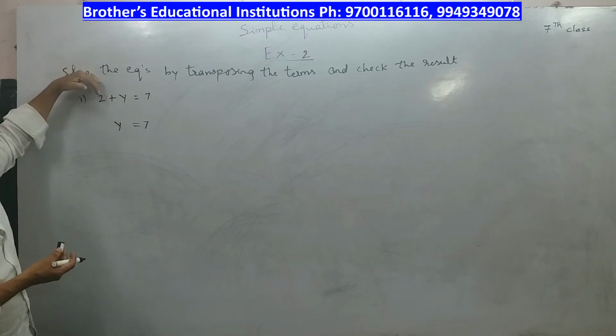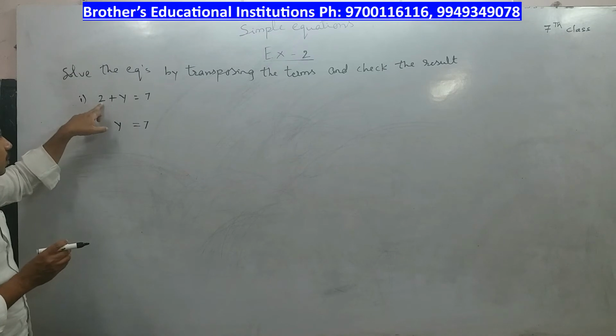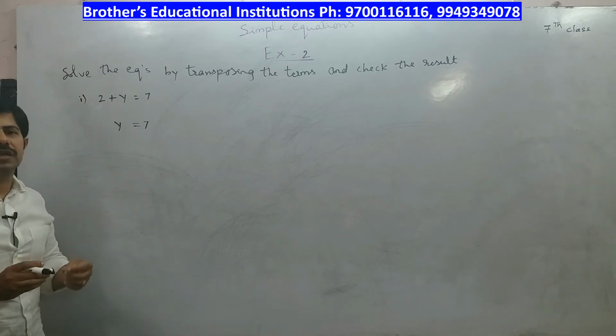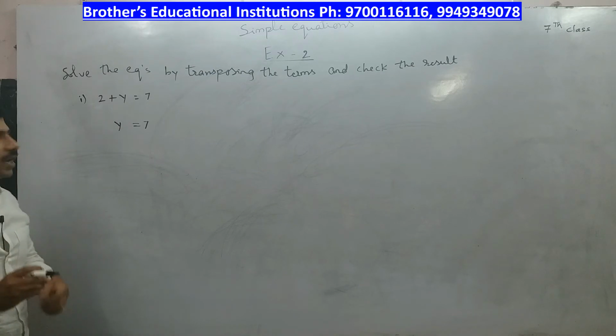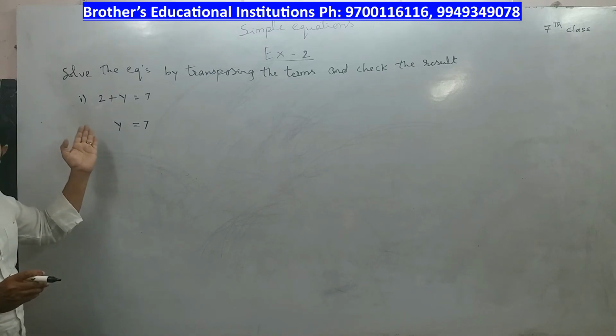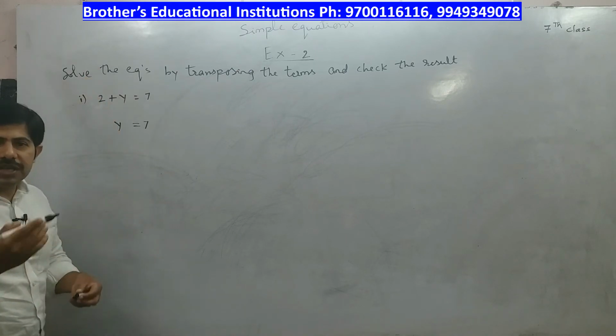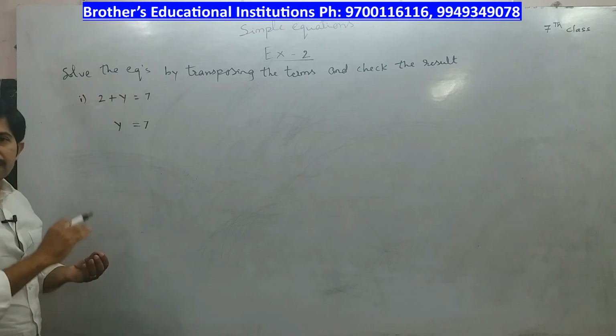So transpose this 2. Now what is the sign for 2? Just refer to the left side, it is nothing. We don't have any sign, that means we have a positive sign. So it is plus 2. Now I will transpose plus 2. When I transpose plus 2, it changes the sign. Plus 2 will become minus 2.